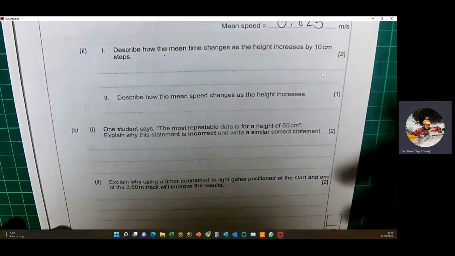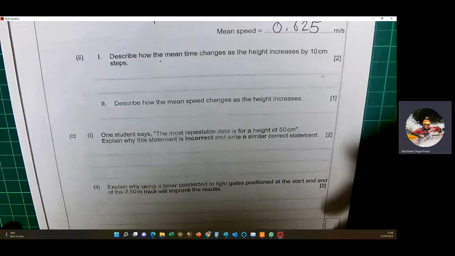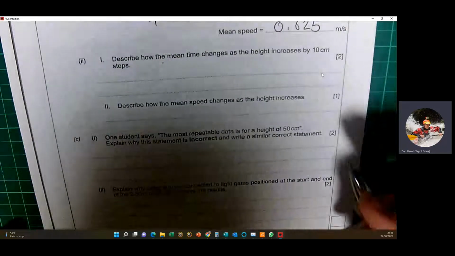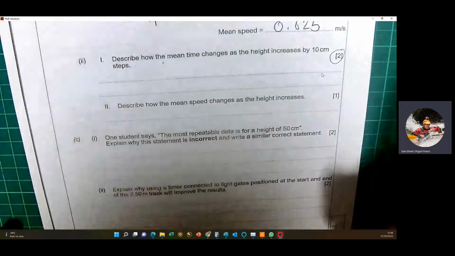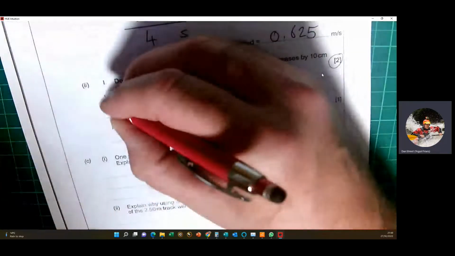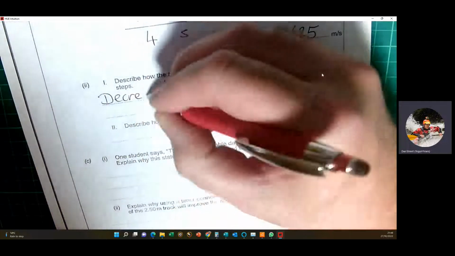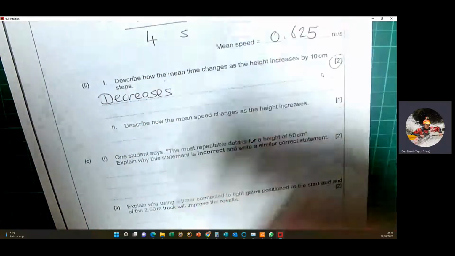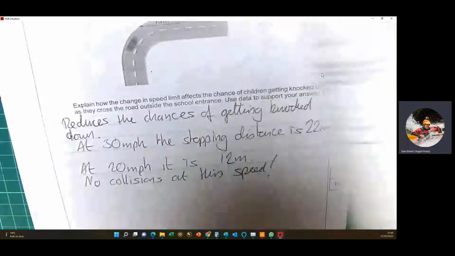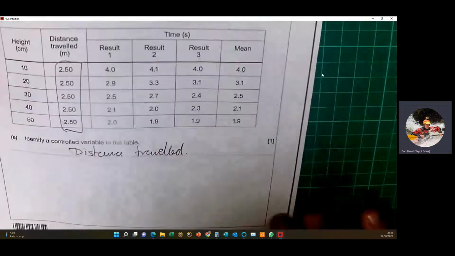Describe how the mean time changes as the height increases by 10 centimeter steps. Now, there are 2 marks for this, okay? So the first observation is that the time decreases, okay, because the car gets faster. So it decreases.